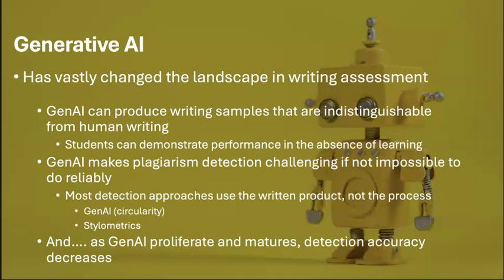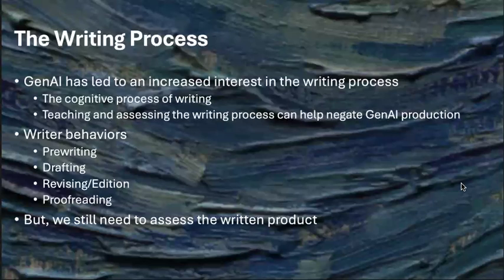There have traditionally been two detection approaches that have been used with the written product. That is using Gen AI to detect Gen AI, which is a little circular, and then looking at style metrics. So looking at the actual linguistic features or language features in the text and seeing if they differ between that produced by Gen AI and that produced by authentic writers. And another problem is that as Gen AI proliferates and matures, the detection accuracy that we have for detecting whether an essay is written by a human or an AI has decreased. So let's talk a little bit about our solution.